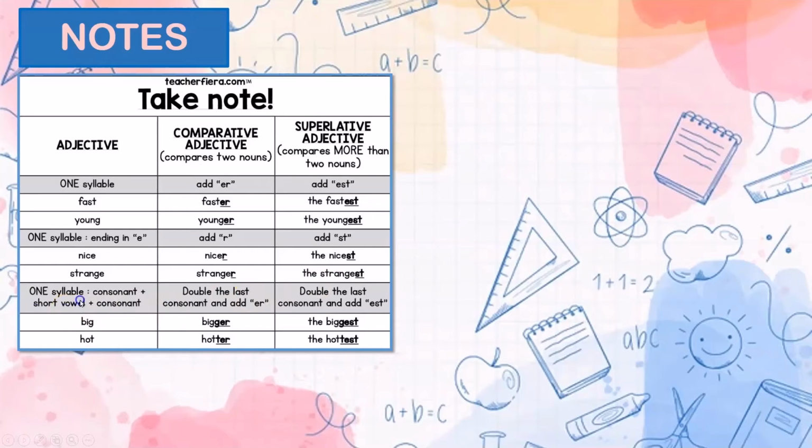For one syllable, consonant plus short vowel and consonant, we will double the last consonant and add ER, and we will double the last consonant and add EST. For example, the word big, it will become bigger in comparative adjective. We add GER, and the biggest in superlative adjective, we add GEST. For hot, it will be hotter. We will add TER, and the hottest, we will add TEST, the hottest.